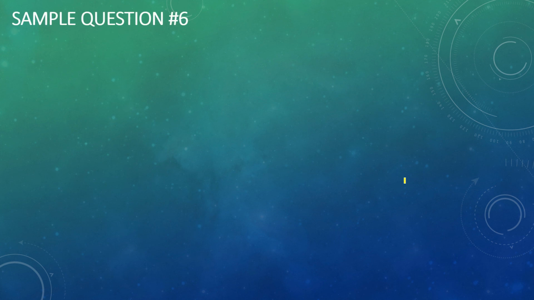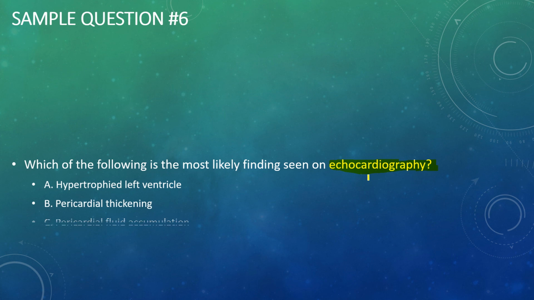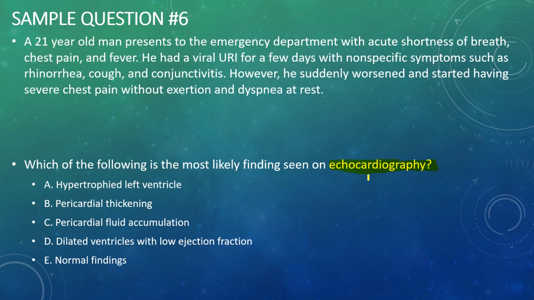Now we have a question to go through. Let's try this question. Which of the following is the most likely finding seen on echocardiography? So we need to see what is seen on echo. Hypertrophy of the left ventricle is A. B. Pericardial thickening. C. Pericardial fluid accumulation. Dilated ventricles, low ejection fraction, or normal findings.